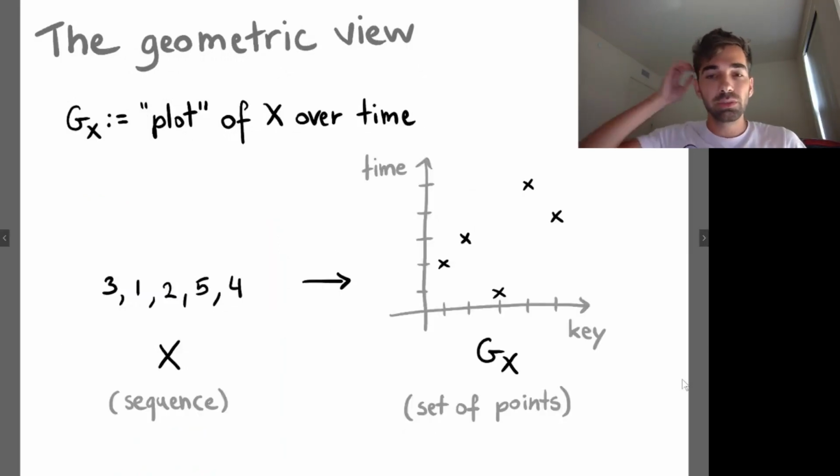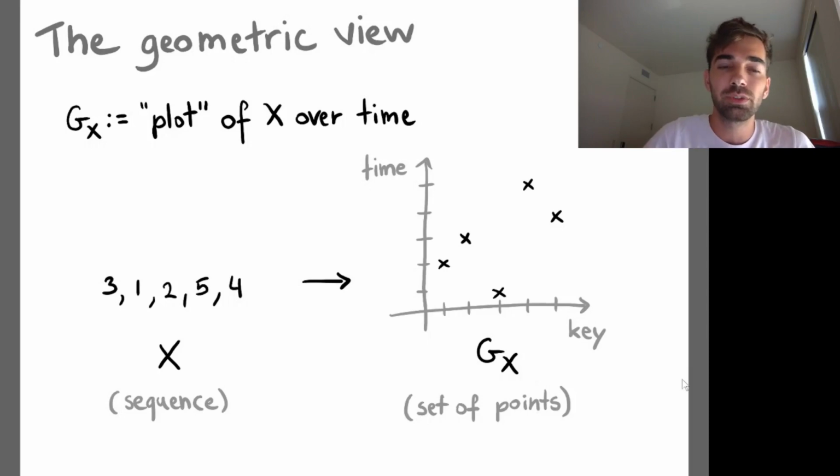But still, there have been some very nice results, and there are a lot of results that have managed to relate this quantity OPT, or benchmark, and in general binary search trees, to a geometric view. And what I mean by a geometric view is if you plot the sequence of queries over time and you look at the geometric properties of that plot. So we'll call it G sub x.